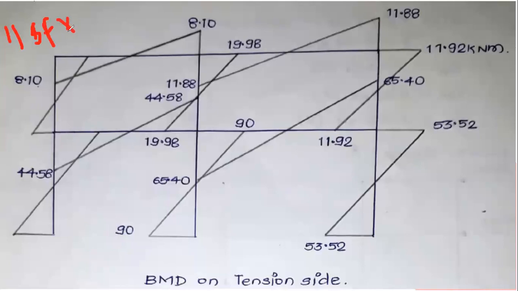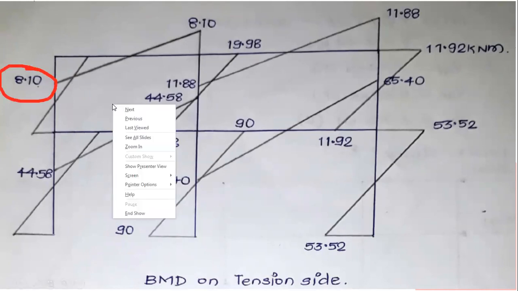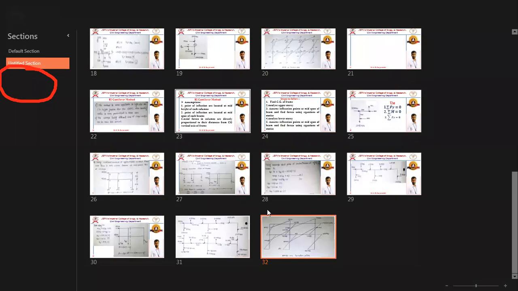For BMD, in case of a beam, the bending moment is shear force into L by 2. In case of a column, shear force into H by 2. This is the formula we have to use. Now here, the bending moment is 8.1. Why it is so, that we will discuss. So we have to see the first joint.